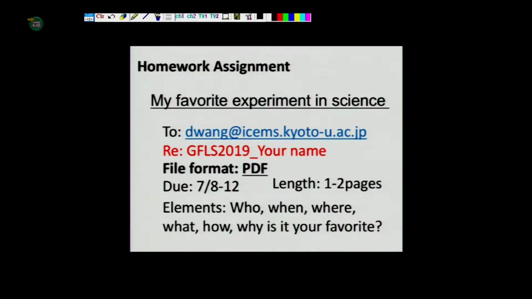Okay, 10:30. Let's get started. Taiwan, can you hear me? Yes. Okay, great. Let's get started. Good morning. So, first things first, homework.